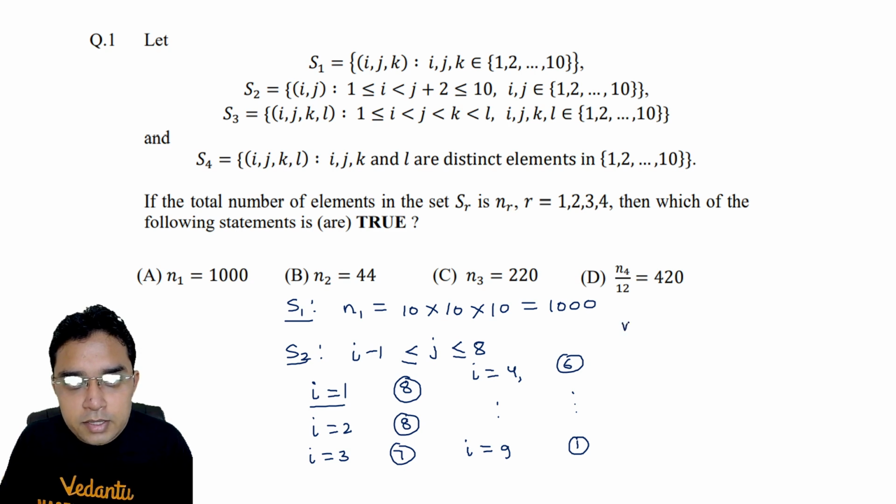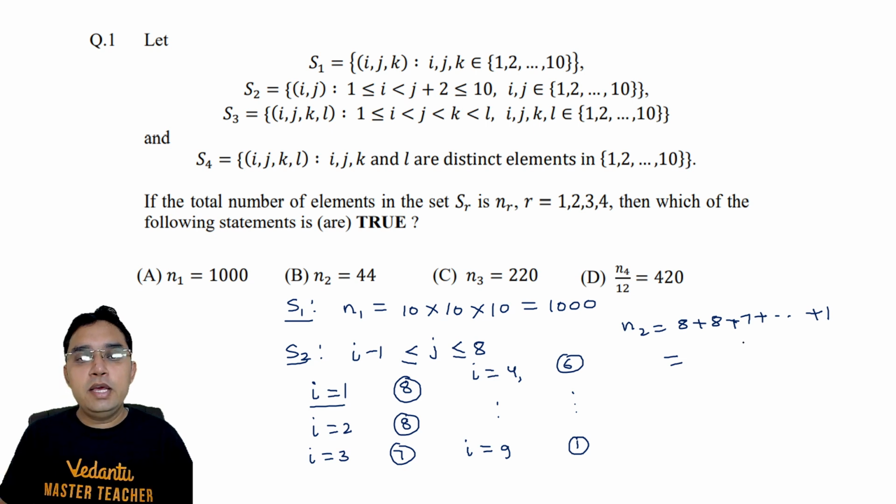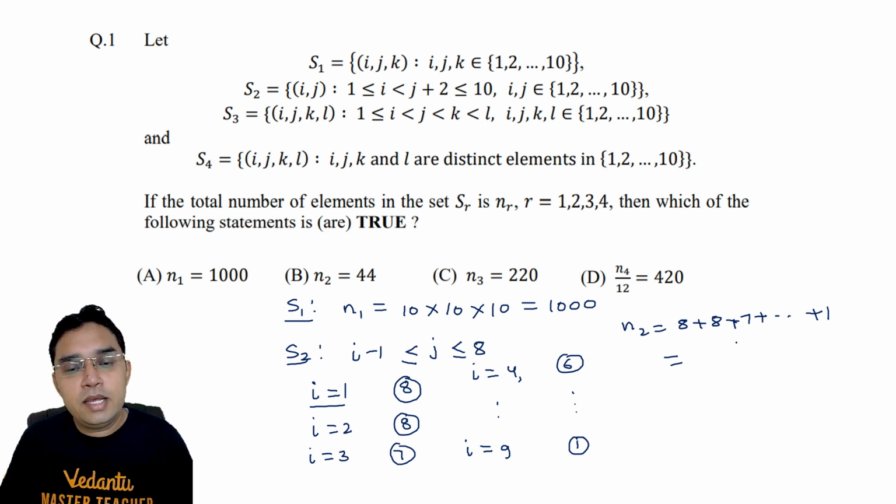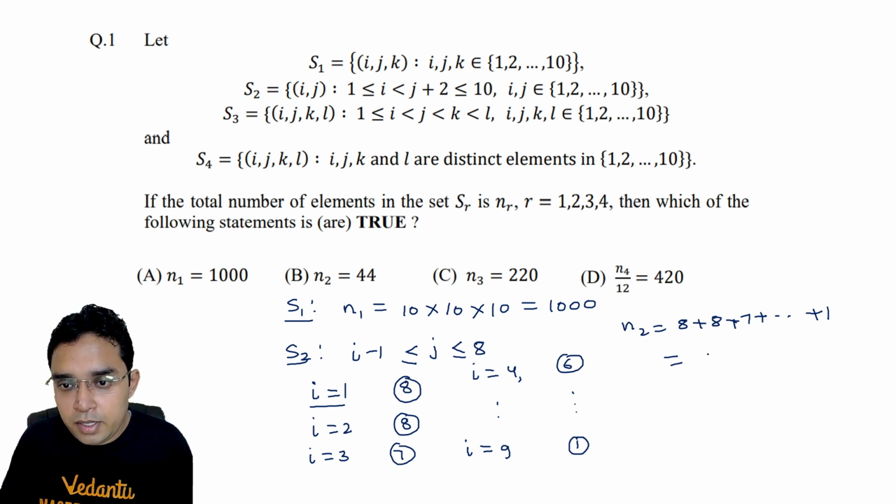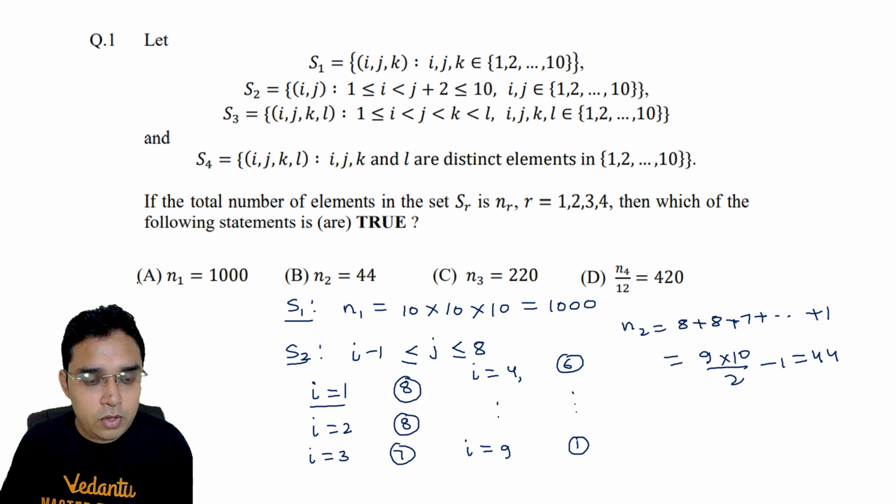So here this n2 value will be 8 plus 7 and so on up to 1. So if we do the total, it is actually sum of first 9 natural numbers less 1. So it will be 9 into 10 upon 2 minus 1, that is 44. So far we have got A as the answer and also B as the answer.